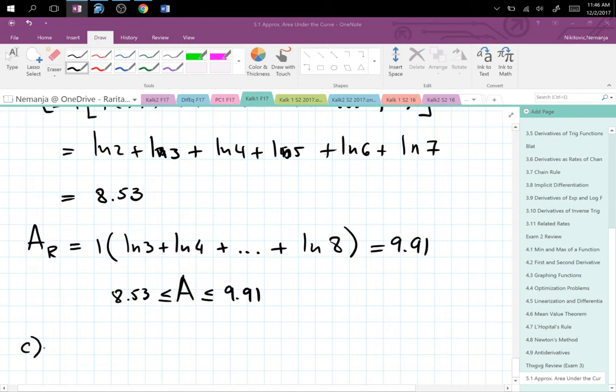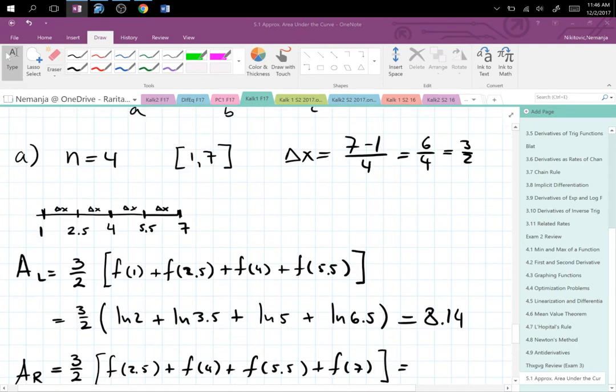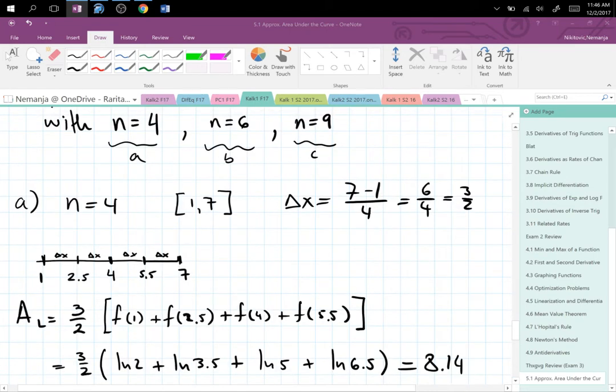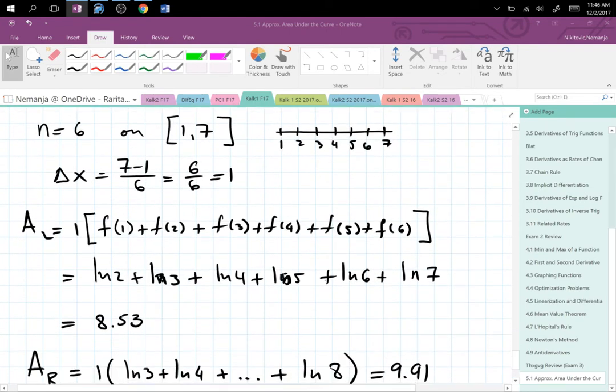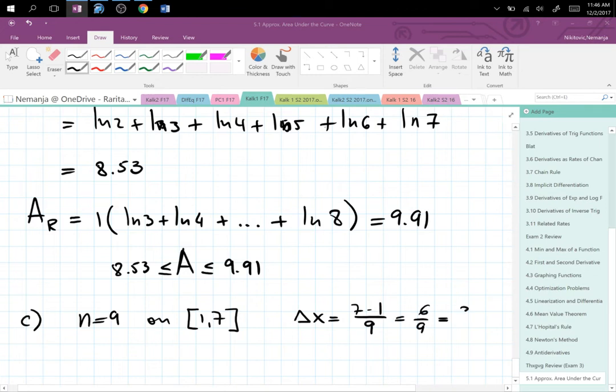And now part C, the most annoying one. Who picked 9 rectangles? n equals 9 on 1 to 7. So delta x is equal to 7 minus 1 over 9, which is 6 over 9, which is 2/3.